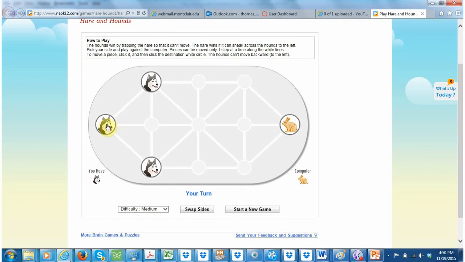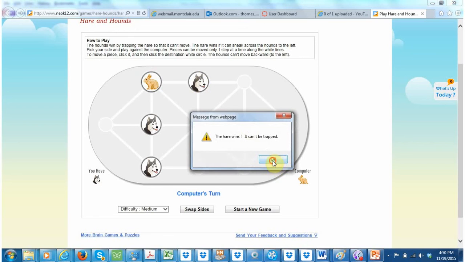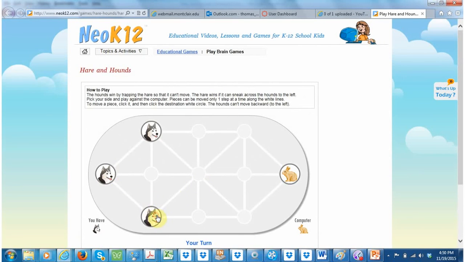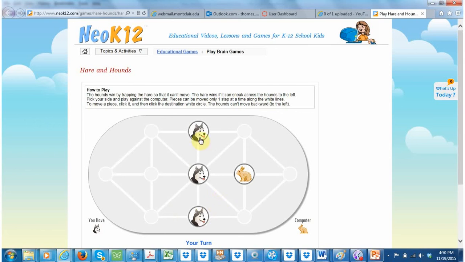Okay. So, I've yet to actually win this game, which is, I think, a huge reason why I wanted to play it. As you can see, the hare just won because it moved to the left of the hounds and they're not able to trap it. We'll try again. And once again, the hare wins.